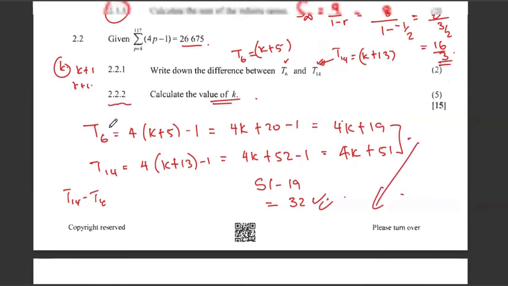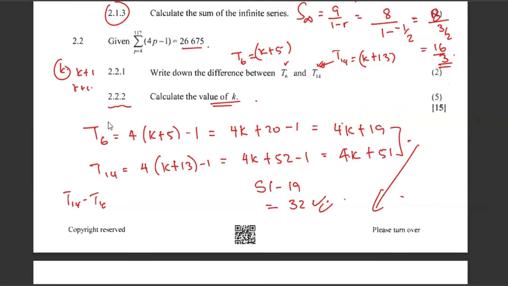Value of k. So let's see, since this is sigma notation and it deals with the sum, what we can notice is that if I look for T1, or the first term, where p is k, it is going to be 4k minus 1. And then if I use k plus 1, so 4 into k plus 1 minus 1, it's going to be 4k plus 4 minus 1, which is 4k plus 3.